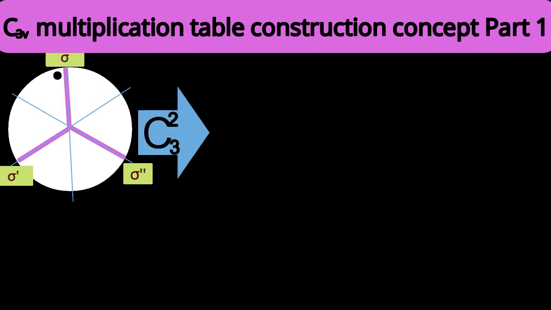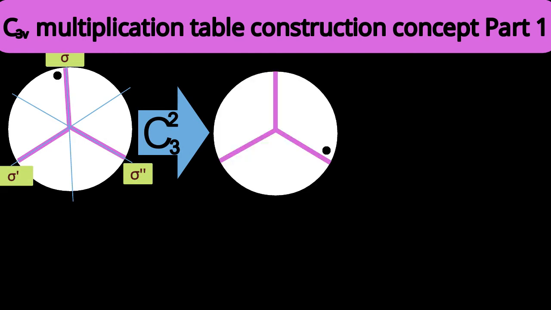Let me perform the C32 operation on this molecule. C32 means rotation by 240 degrees. What do you think? After rotation, where will the knot come? Of course to the right side, but will it be to the lower portion of the right side bar or to the upper portion of the right side bar? Yes, it will be to the upper portion of the right side bar.